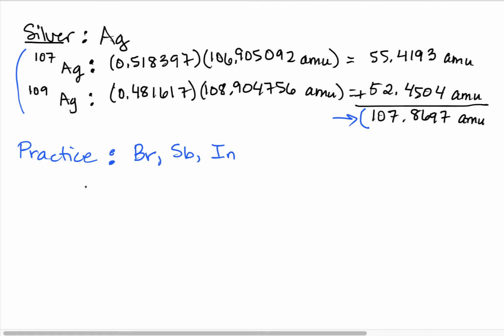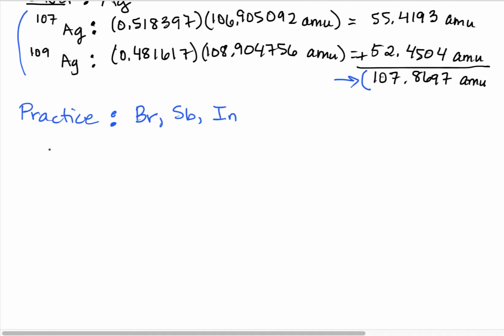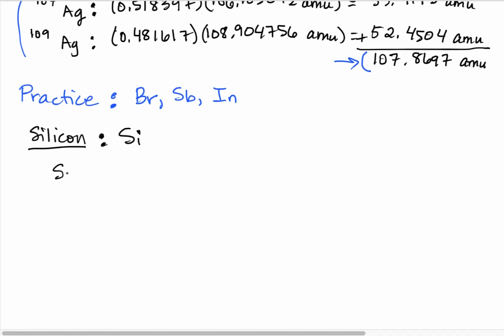So before we move on, I actually wanted to show you how we deal with more than two naturally occurring isotopes. So let's look at silicon, which has the elemental symbol of Si. And this has three naturally occurring isotopes. They are silicon-28, silicon-29, and silicon-30.